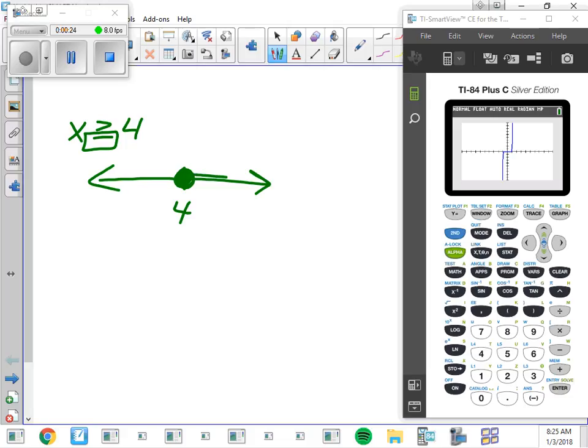Draw a line to the right, which means the solution set for this inequality is anything that falls in that arrow. So 4 works, 5 works, 8.2 works, 1,000,000 works. Everything that's from 4 over will satisfy the inequality. Okay, what if I had negative 3 is greater than x.